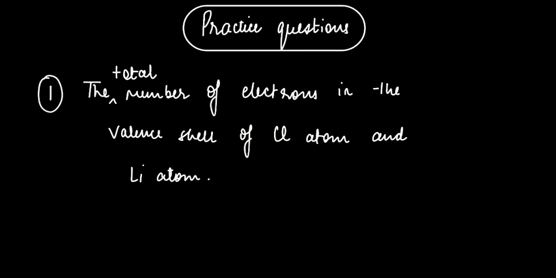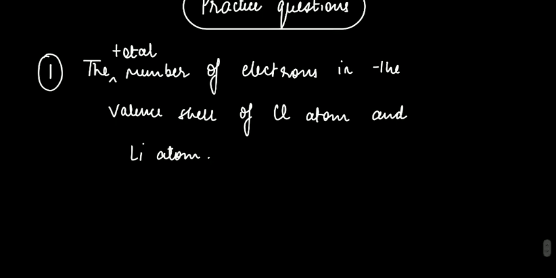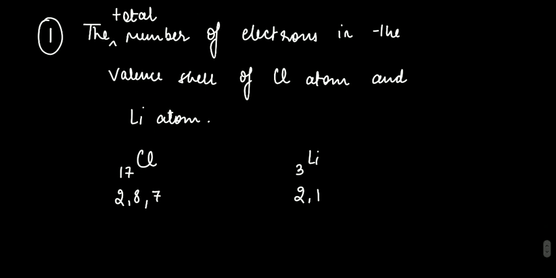So, total number of electrons in the valence shell of chlorine atom and lithium atom. Before answering this, we need to remember chlorine atomic number is 17, lithium atomic number is 3. So we know its electronic configuration will be 2, 8, 7 and lithium will be 2 and 1. Now, if you sum up the valence shell electrons, 7 plus 1, that is 8 electrons. So, this is our answer: the total number of electrons in the valence shell of chlorine atom and lithium atom.